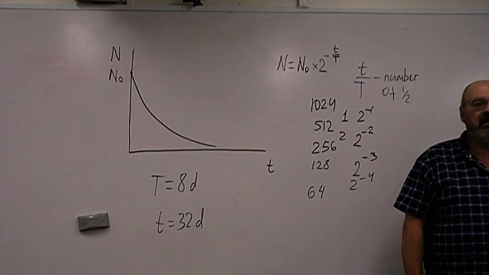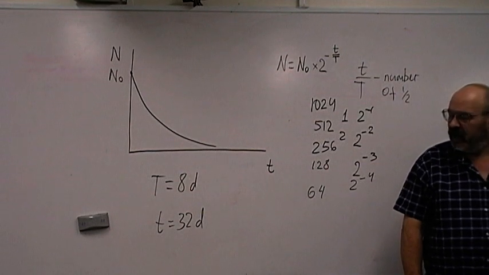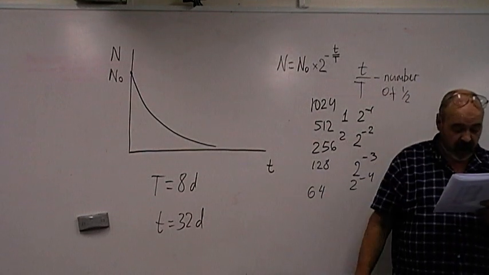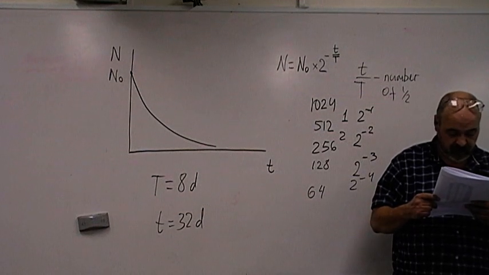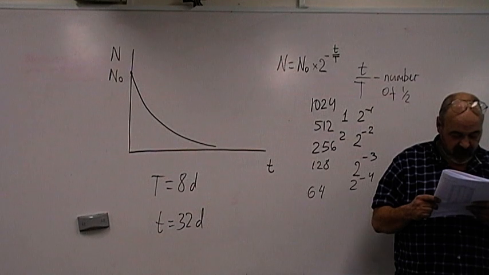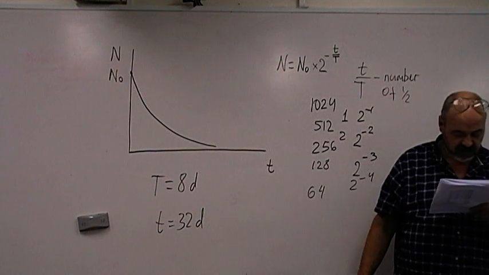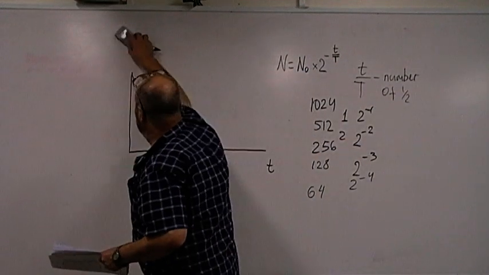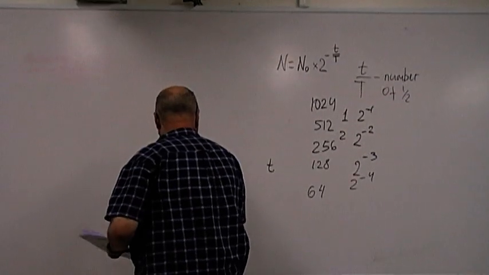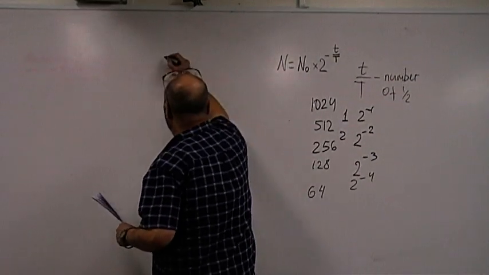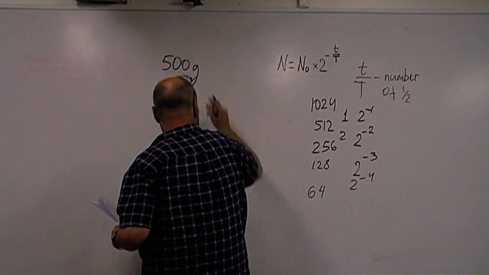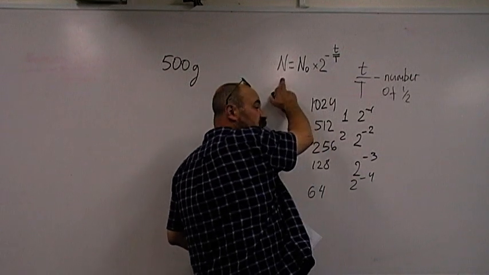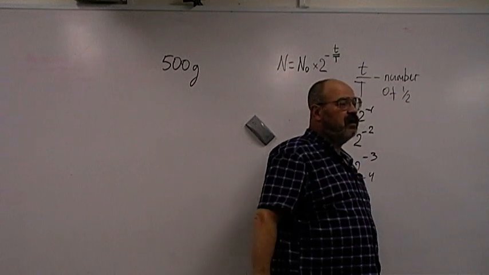So let's do the next example. If we have 500 grams. Sorry, quickly, what's N supposed to be? Like, what would you call N? This is the number of undecayed atoms.